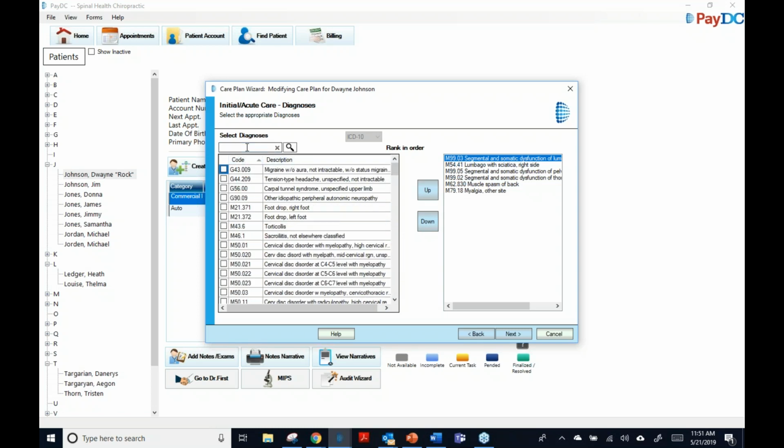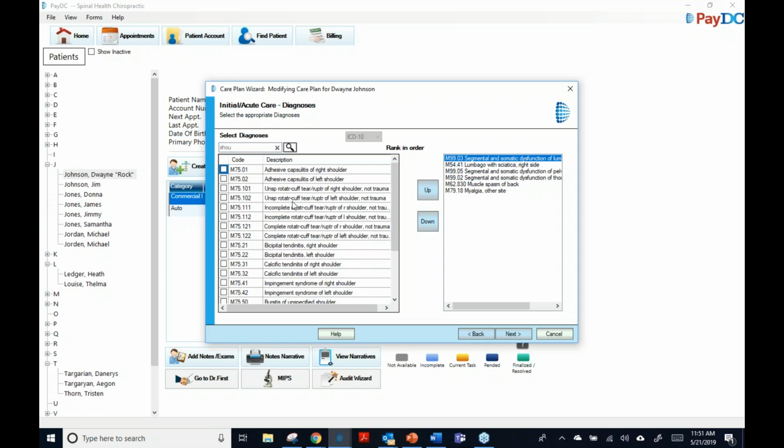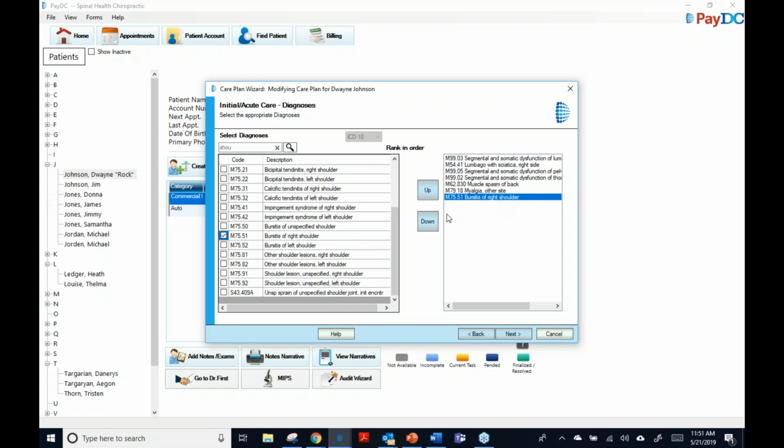You can sort it numerically, and you can type in a keyword to look up. For example, this is shoulder. There's all my shoulder diagnoses. I have about 20, 25 in there, and I can go through and add, you know, bursitis or something, toss it in. Okay, so this is kind of where we interact with the diagnosis codes in the care plan, and it forms a foundation for all the visits that follow.